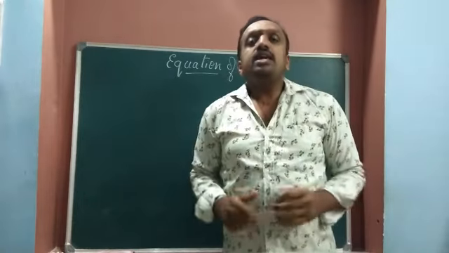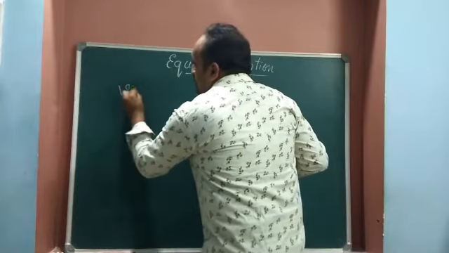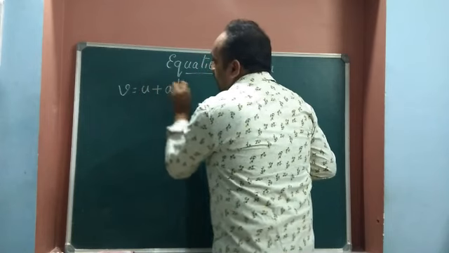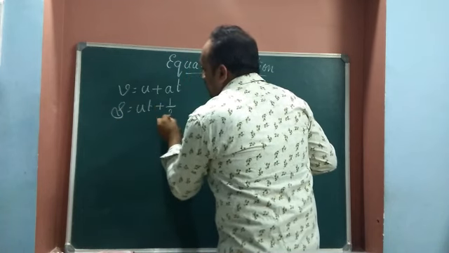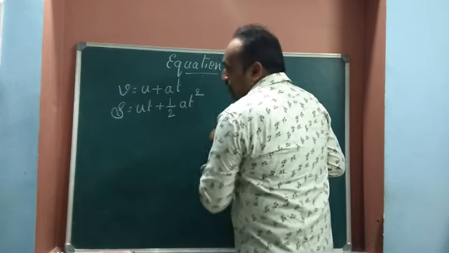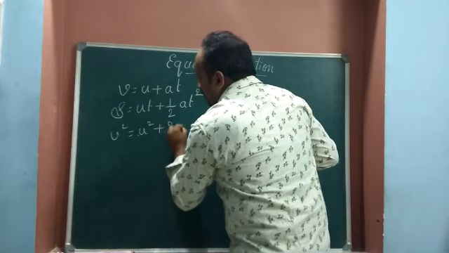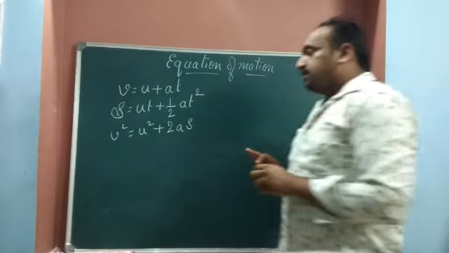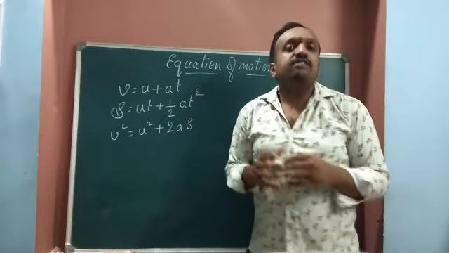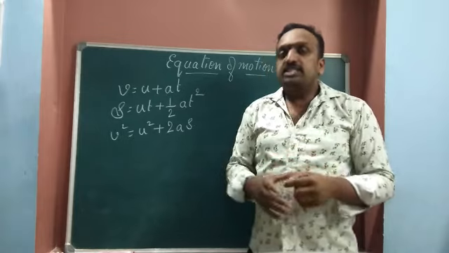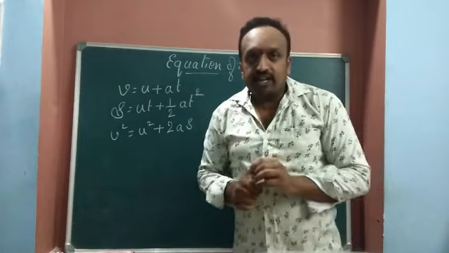There are three equations of motion. Let me write all the three. V is equal to U plus AT. S is equal to ut plus half at square. V square is equal to u square plus 2as. There is a derivation for all the three equations of motion. Let us derive all the three equations of motion graphically.